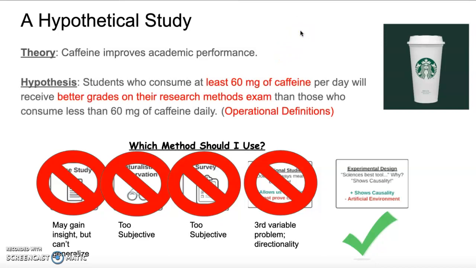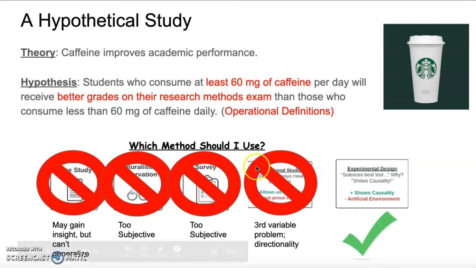So our next step then would be to form a hypothesis or a testable prediction about an event that would support this claim. So let's just say our hypothesis then is students who consume at least 60 milligrams of caffeine per day will receive better grades on their research methods exam, which is coming up quicker than you would like it to be, than those who consume less than 60 milligrams of caffeine daily.